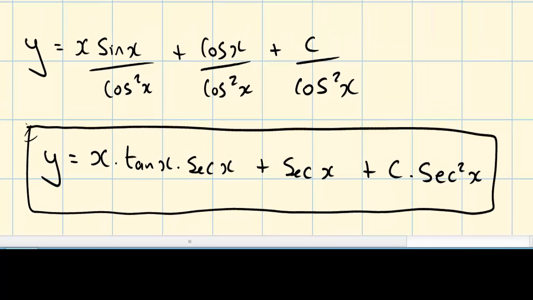If we were given boundary conditions, i.e. a value of x and y, we'd be able to find the constant c, and then we'd be able to give a particular solution.